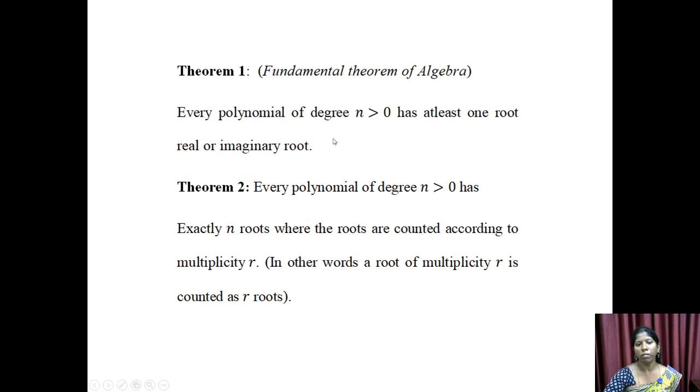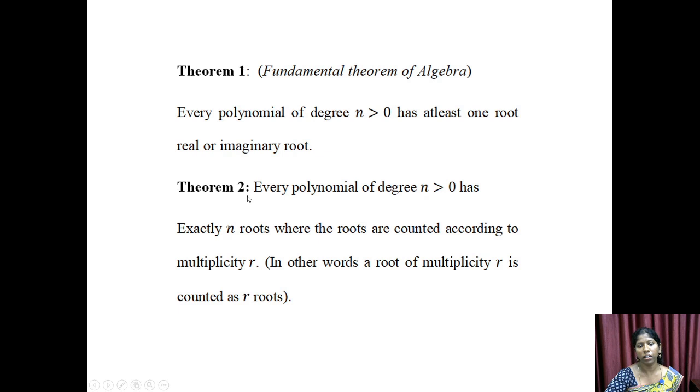Let's look into some of the important theorems without the proof. The first one is called the fundamental theorem of algebra. The statement of the theorem goes like this. Every polynomial of degree n greater than 0 has at least one root. Either it will be a real root or it will be an imaginary root. So this is called the fundamental theorem of algebra. The consequences of this theorem follow in the next few theorems.